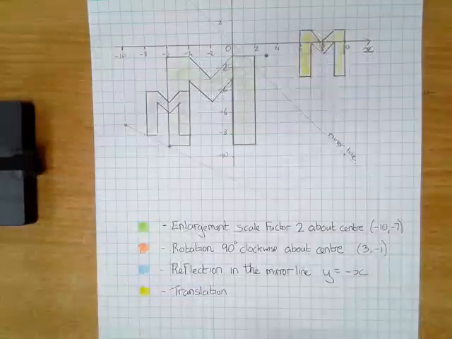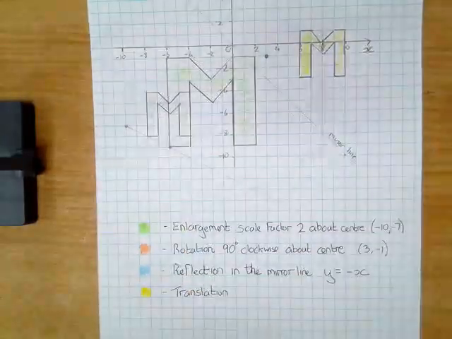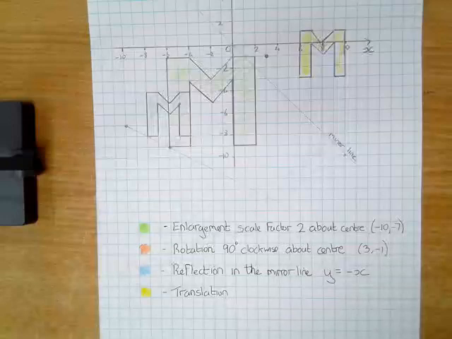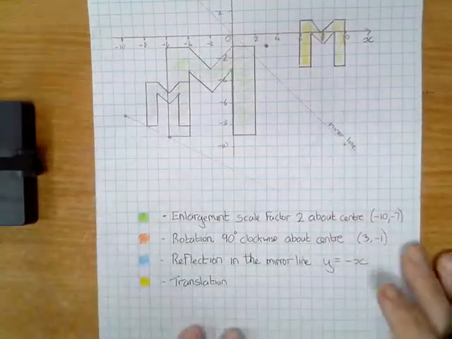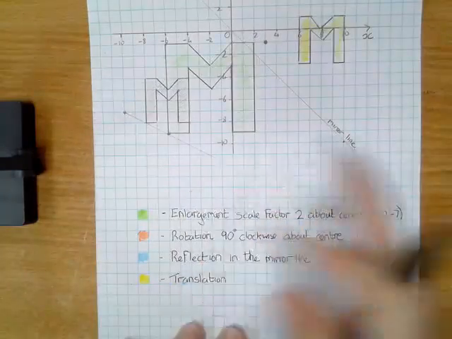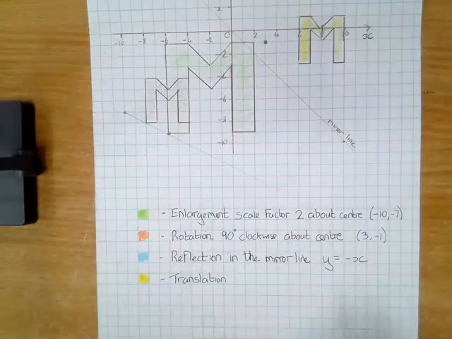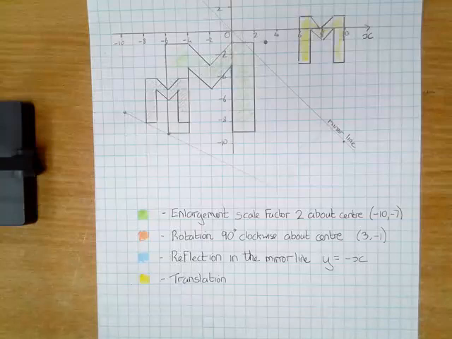Now, to describe a translation, you have to work out how far the shape has moved, how far left or right it's gone, and how far up and down it's gone. So this one's gone to the right. It's moved over to the right and it's moved up. So I'm going to work out how far to the right it's gone and how far up.